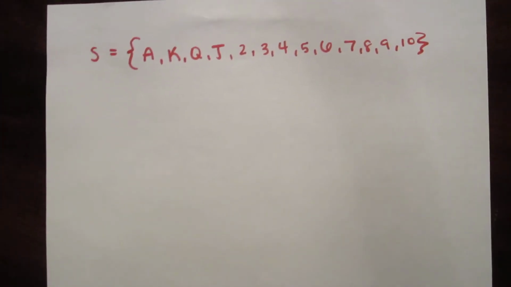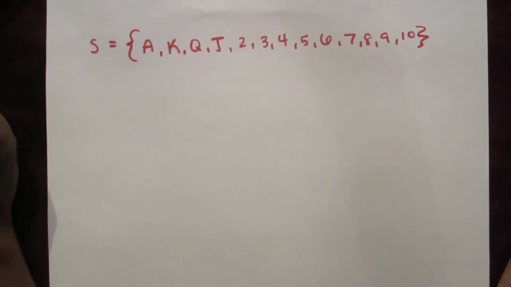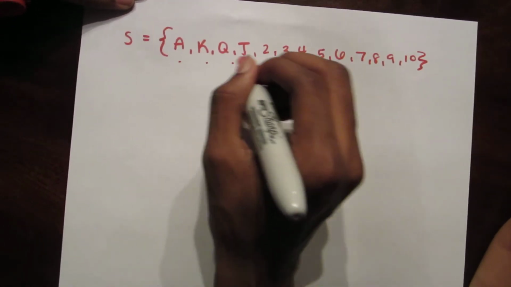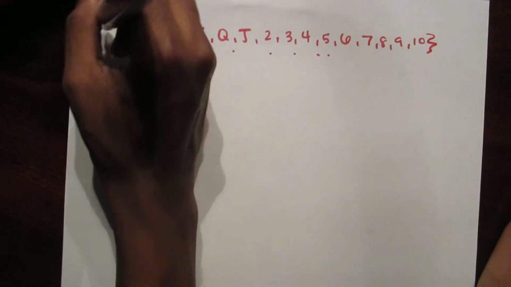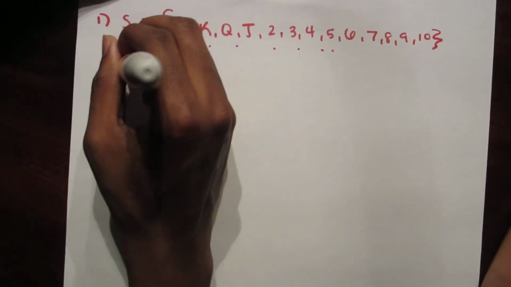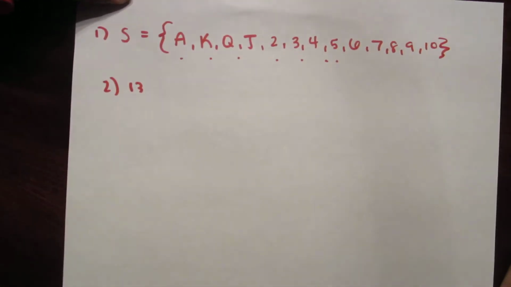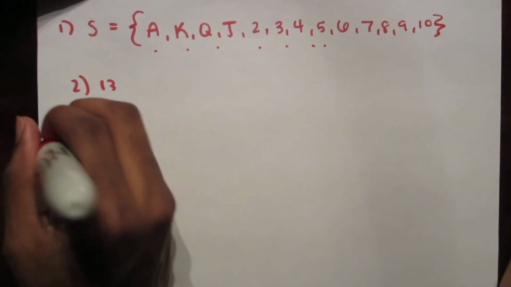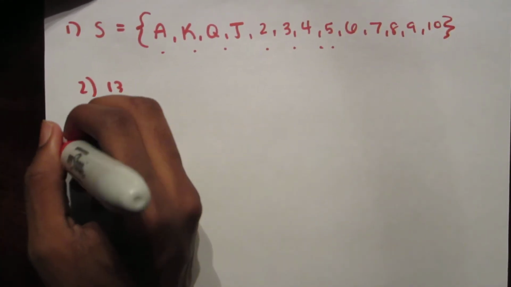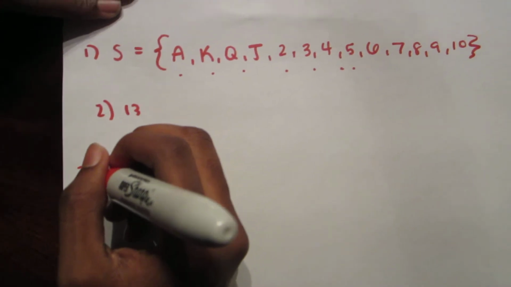That's the sample space. Then it says, what is the value of n(S)? So when you add all these together, you should get 13. And that'll be the total number of the sample space. The last one says, conduct a Venn diagram that represents the sample space and the events P and R.